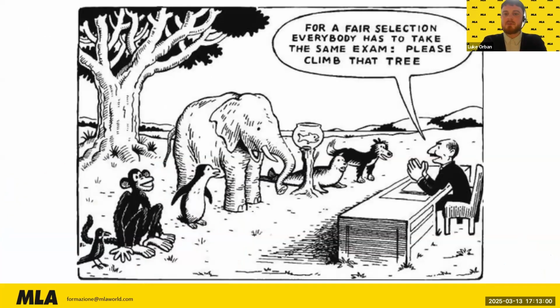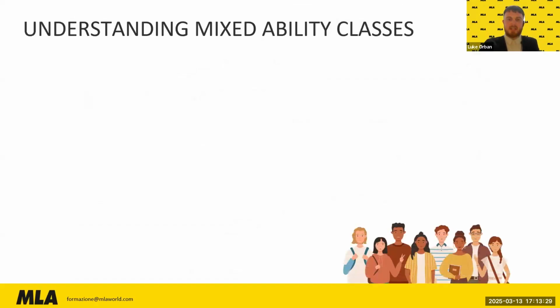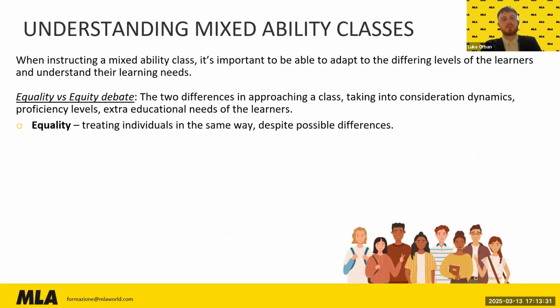Here's a nice little diagram that shows how treating all students equally could possibly pose a problem. If you can see why this would be a problem in this instance, let us know in the chat. But here you have the instructor asking everybody to climb the tree, with an array of animals which may struggle, I would think.